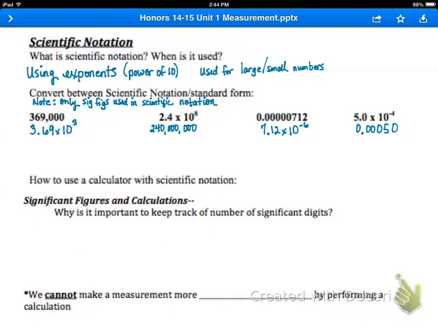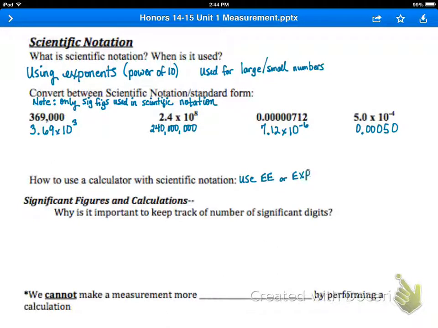Okay, so just to show you how useful this is, 5.0 times 10 to the minus 4, because this 0 is a significant digit, we do use it when we convert to non-scientific notation. And when you put a number in scientific notation, you drop all of the placeholder zeros. So it's really easy to see that this number has only 3 sig figs, and all of these zeros are placeholders and not significant.